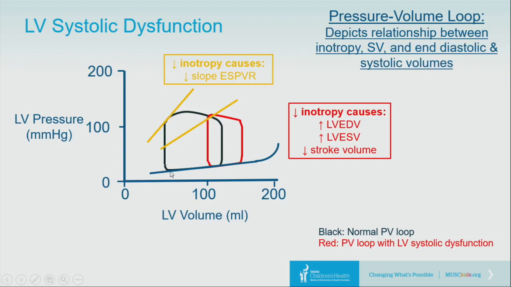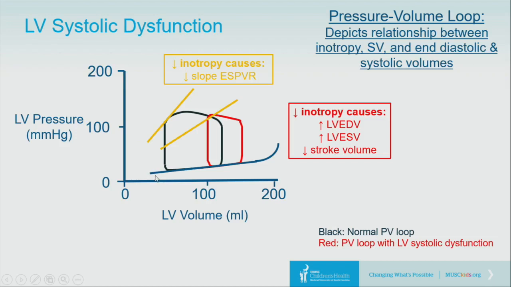You can see that during diastole, ventricular volumes will increase. Then with the onset of systole, there'll be a rapid rise in left ventricular pressure until the aortic valve opens. During ejection, your left ventricular volumes will decrease over time. And then once the aortic valve closes, your left ventricular pressure will rapidly decrease and diastole ensues again.